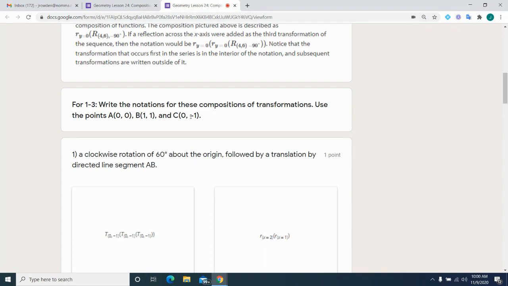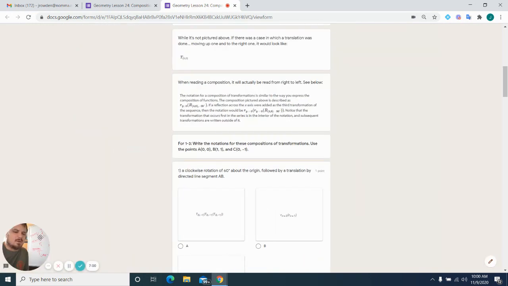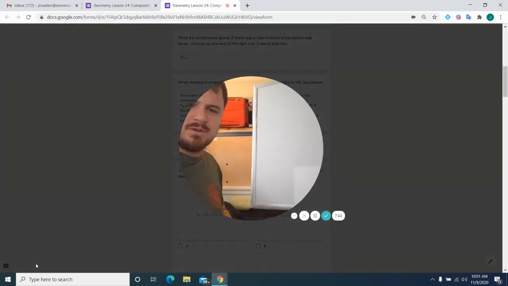So for this one, if we imagine A is at 0, 0, B is at 1, 1, and C is at 0, negative 1, let's write the compositions. So first we do a clockwise rotation of 60 degrees about the origin. As we do these, I'm going to write them right here. So a clockwise rotation of 60 degrees about the origin.